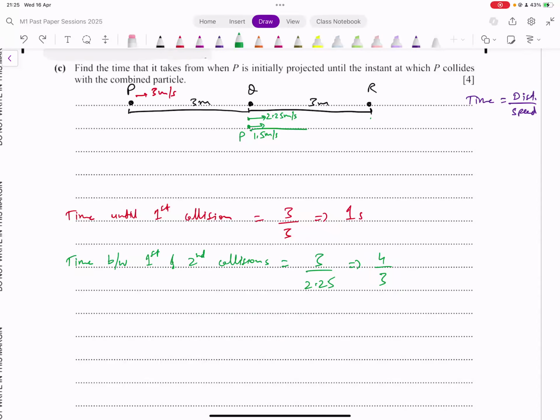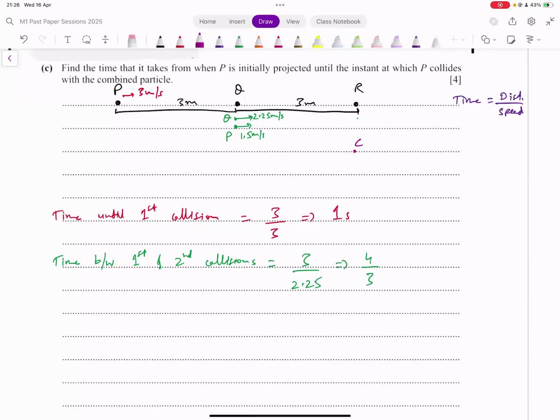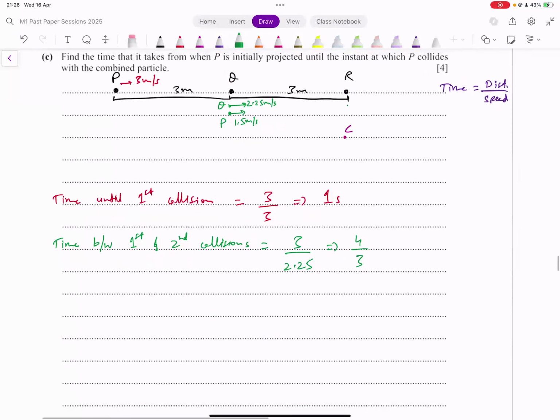P would also be traveling to the right side. So at the point of the second collision, Q and R, they are going to be at this position. Let's call this the combined particle now. It's going to be here. P would have also moved some distance to the right in that time. How much distance would it have moved already to the right side? How do you find that? Let's write that down here.